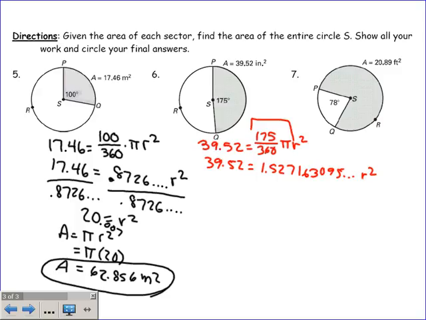I'll divide both sides by that number, so I'll just say 39.52 divided by second answer. And I'll get r squared equals approximately 25.8780807, like so, something like that.